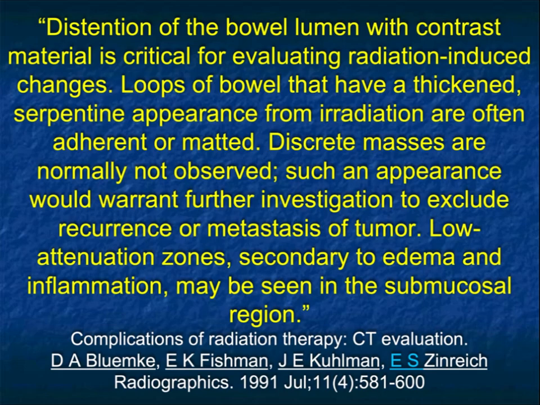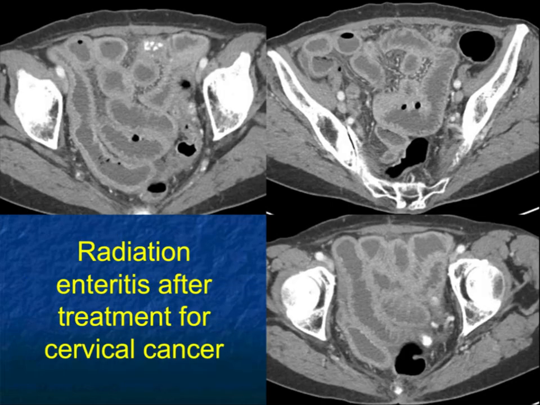And there was a great article we wrote like a lifetime ago, Dave Blumke, Ava Zinreich, Janet Coleman. Distension of the bowel lumen with contrast material is critical for evaluating radiation-induced changes. Loops of bowel that have a thickened, serpentine appearance from radiation are often adherent and matted. And again, that becomes very important to not confuse this with tumor recurrence.